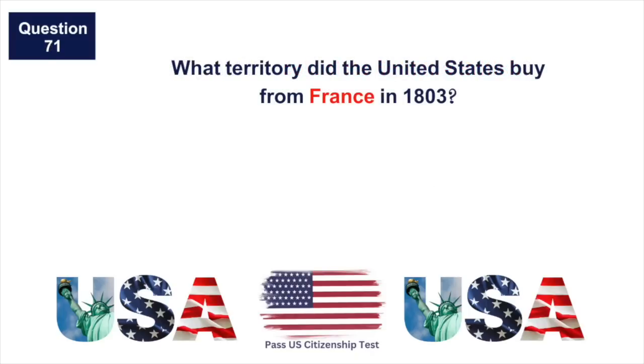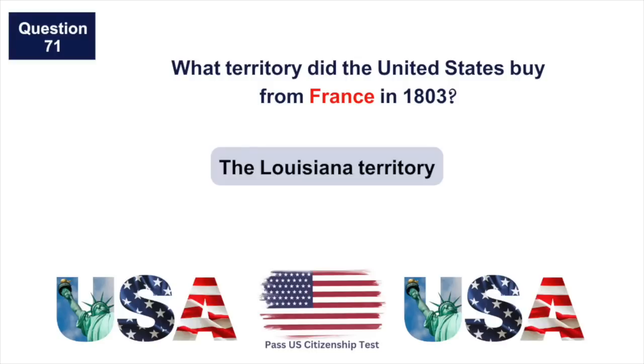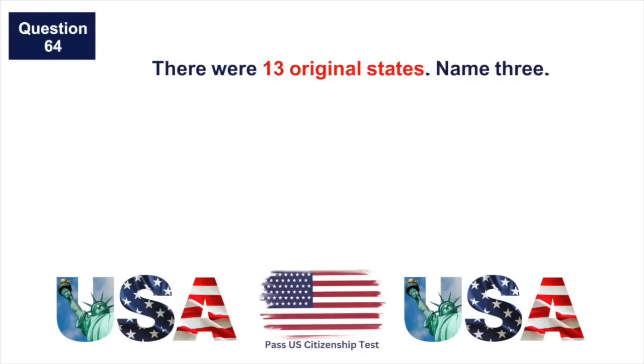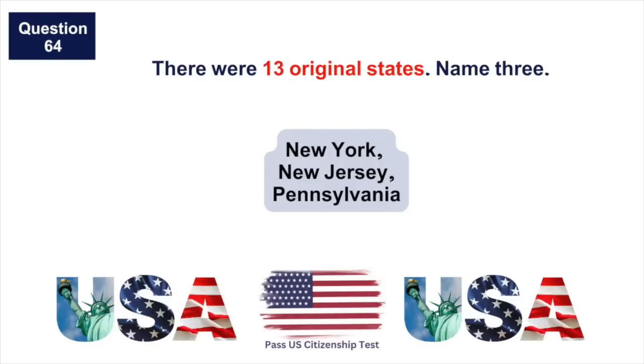What territory did the United States buy from France in 1803? The Louisiana Territory. There were 13 original states. Name 3. New York, New Jersey, and Pennsylvania.